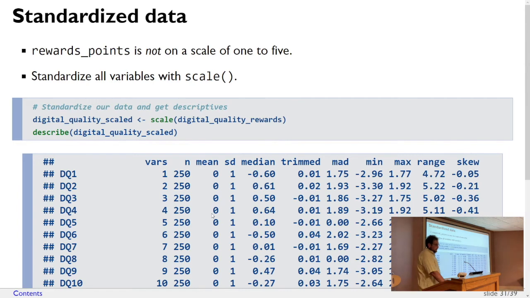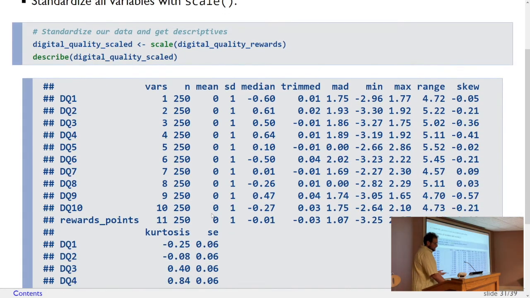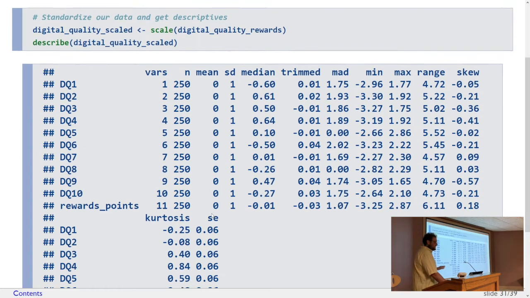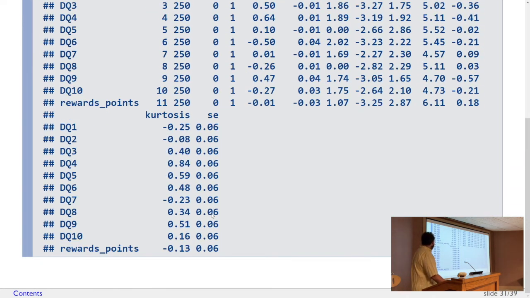So we are going to scale everything and standardize it now because this data is not on a scale of 1 to 5. If we just standardize everything, that'll help with stability and interpretation and all that stuff. And I just, I love describe functions. I had to get it in there again.